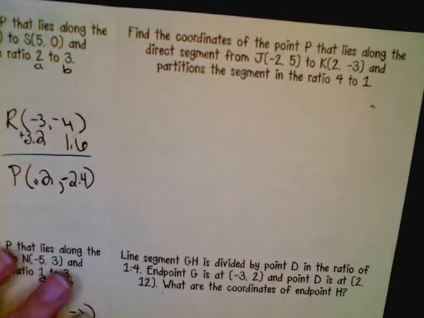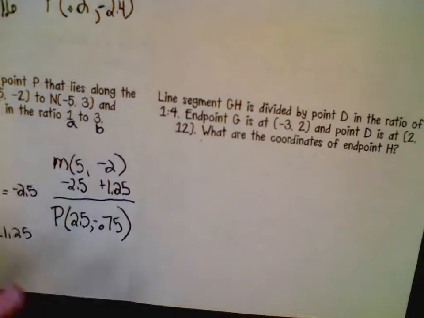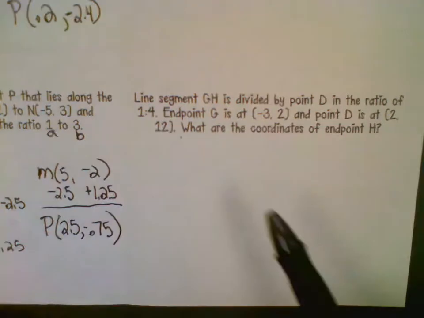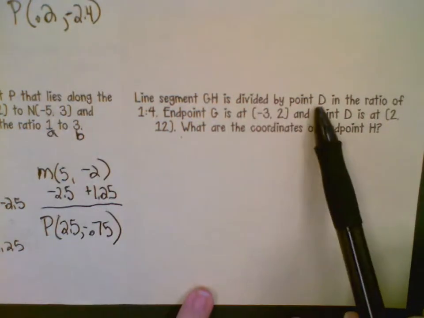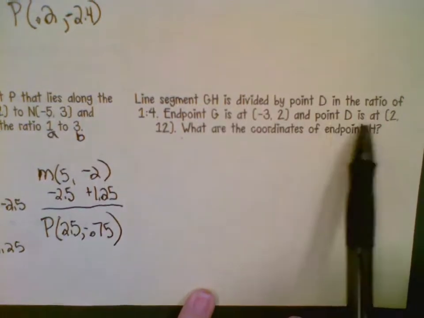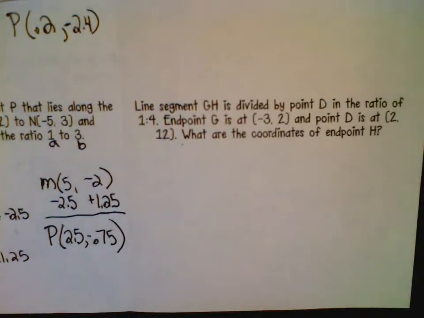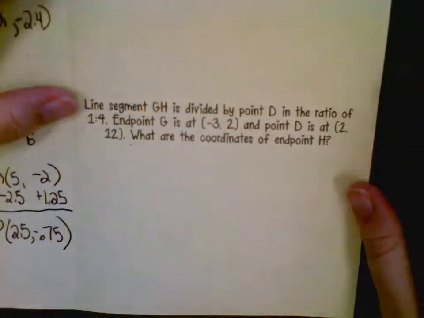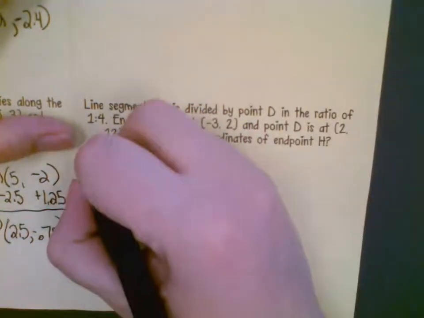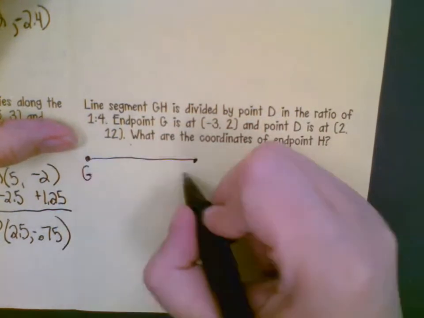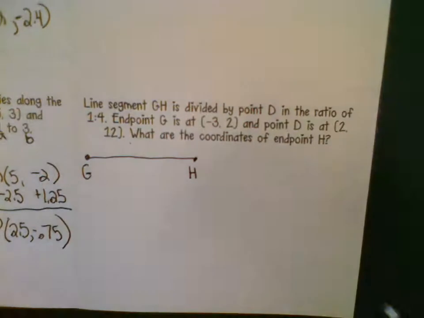So let's look at our last example at the bottom. This one is different. It said that it's divided by point D, so that's our partition point, and the ratio of 1:4. G is here, and our partition point is at 2, 12, but we need to find out that other endpoint. So let's draw a line just so we have some kind of picture to know what they're talking about. So it says we have line segment GH, and I'm just drawing a normal horizontal line, but obviously this is on the coordinate plane, so it's not going to be horizontal, it's going to be where the ordered pairs are.